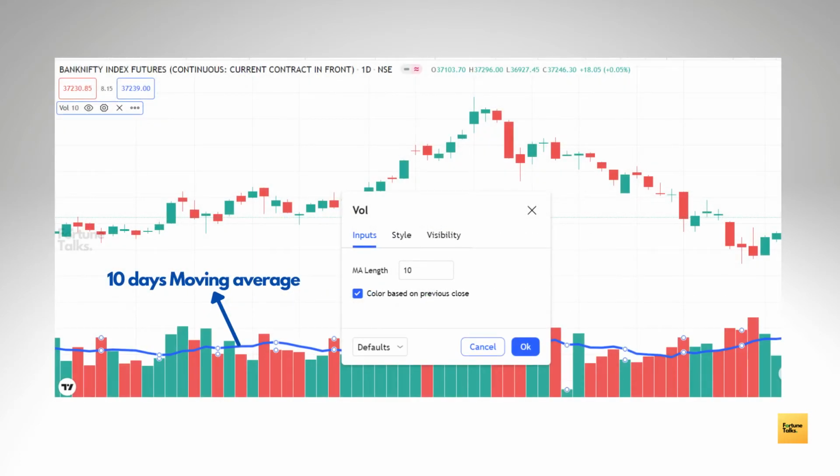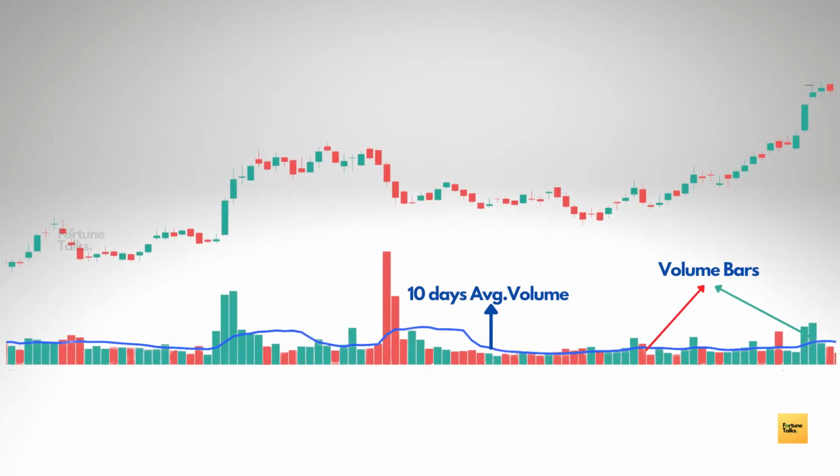In order to get the last 10 days average, all you need to draw is a moving average line on the volume bars and the job is done. This feature is available on most charting platforms for free, so you don't have to calculate it by yourself every time. As you can see in this chart, the volume bars are represented as red and green bars and is placed at the bottom of the price chart. The blue line that is overlaid on the volume bars indicates the 10-day average volume.